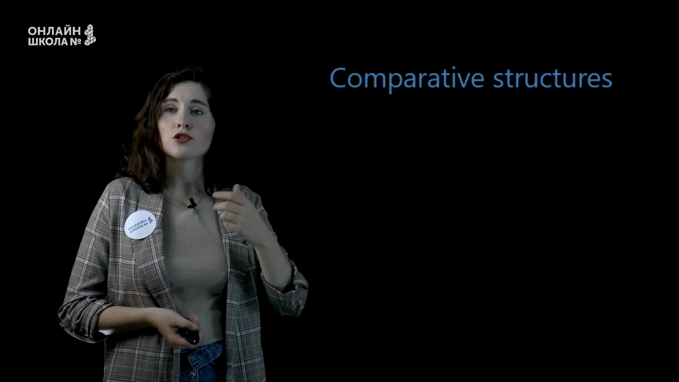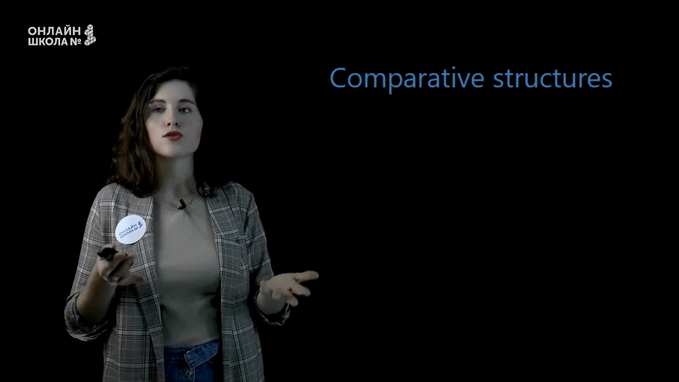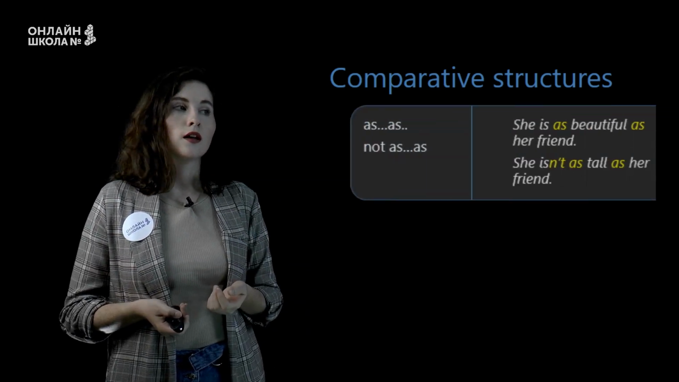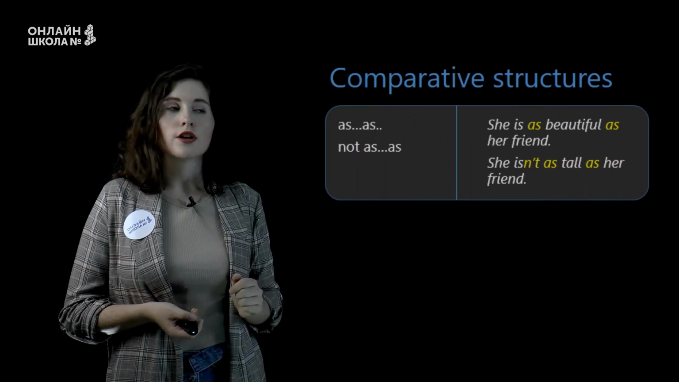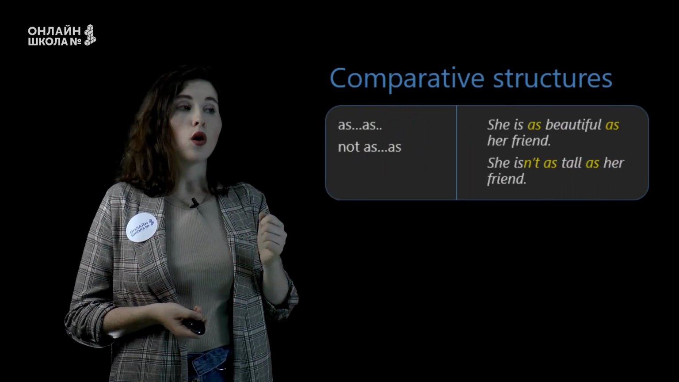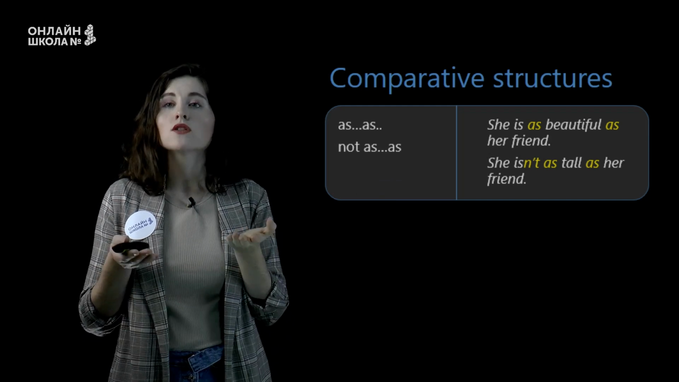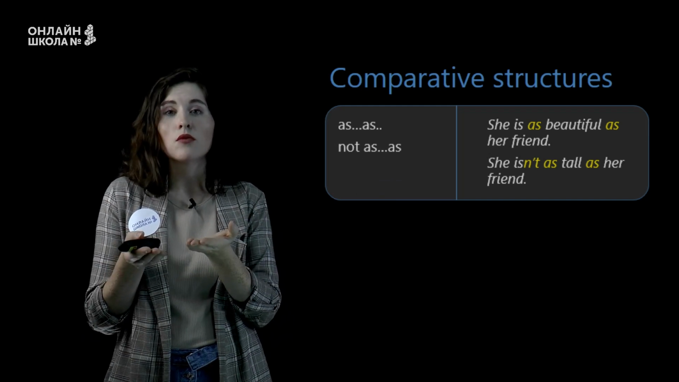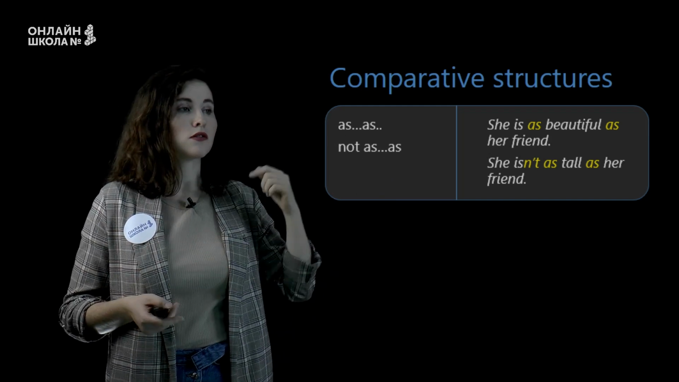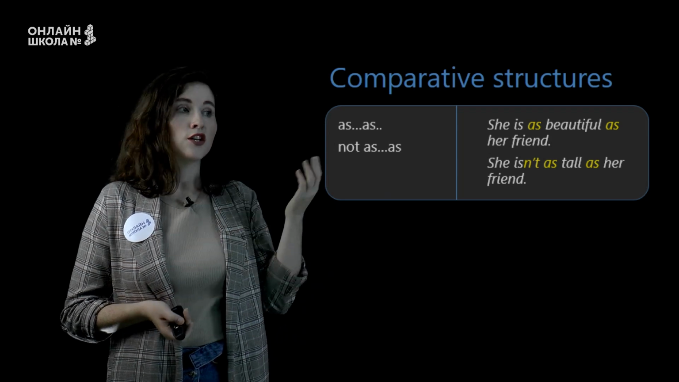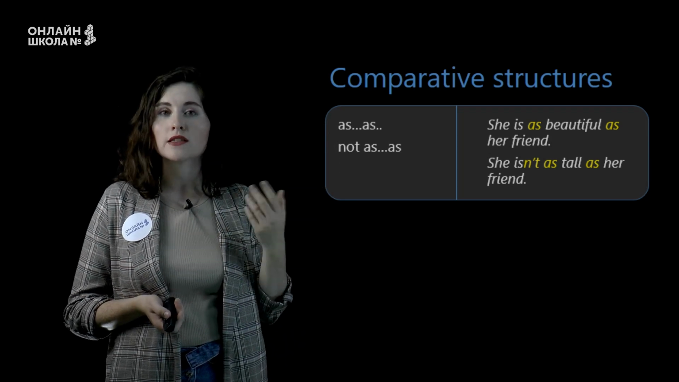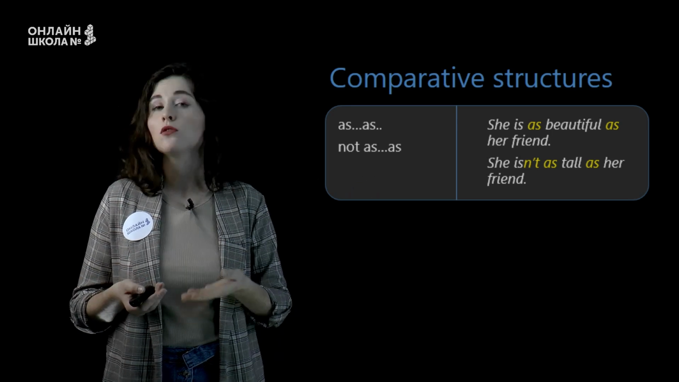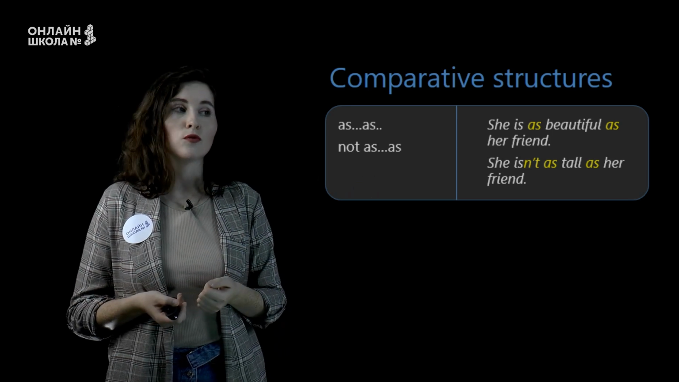Which structures can we use to compare two things together? We can use such structure as or not as. When two things are the same, they are similar, we will use the structure as. She is as beautiful as her friend. So she is beautiful and her friend is beautiful.